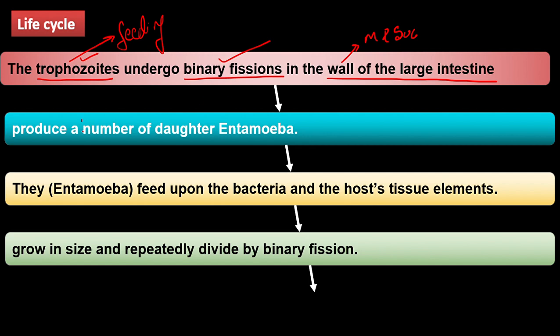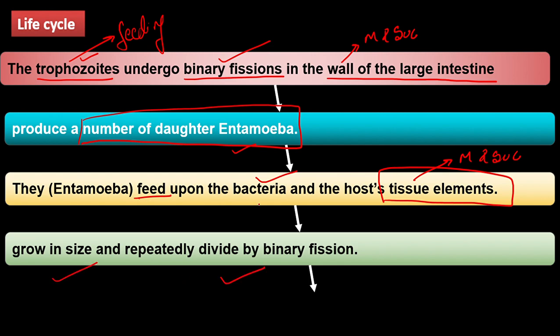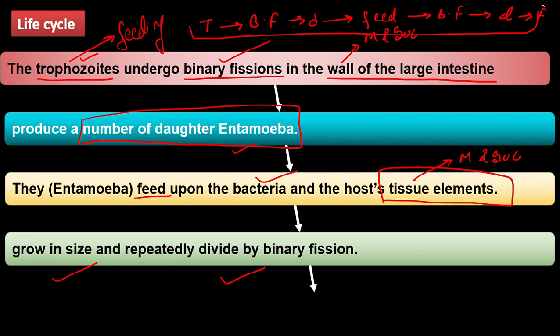Due to binary fission, it will produce a large number of daughter Entamoeba. Now these daughter Entamoeba, obviously if they have to survive, will be feeding upon what? The bacteria present in the large intestine, and also the tissue present in the large intestine. Which tissue? Mucosa and submucosa. Ultimately they grow in size and repeatedly divide again by binary fission. So what did we study? The trophozoite undergoes binary fission and forms daughter cells. Again the daughter cells feed, again they go for binary fission and produce daughter cells. These daughter cells again feed. So this cycle keeps repeating itself.